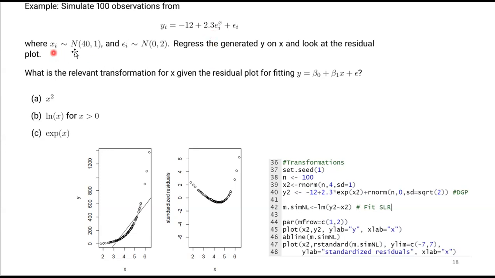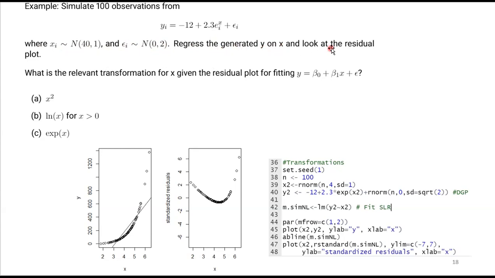And I'm supposing that x is normal. Now, there's no reason why I have to suppose x is normal, but I am. I do need to suppose that the error term is normal, though, because that's the assumption. And has constant variance. So regress y on x.